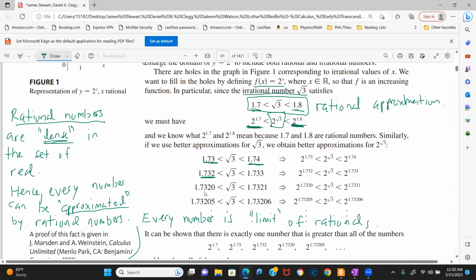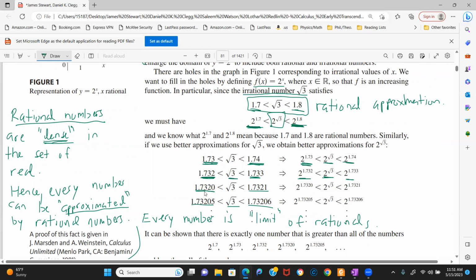So the square root of 3 is stuck between these rational numbers, which are getting closer and closer to it. And the square root of 3 is just the limit of these rational numbers. Then you can form over here: if the square root of 3 is bound between this number and this number, then 2 raised to the square root of 3 is bound between this number and this number.